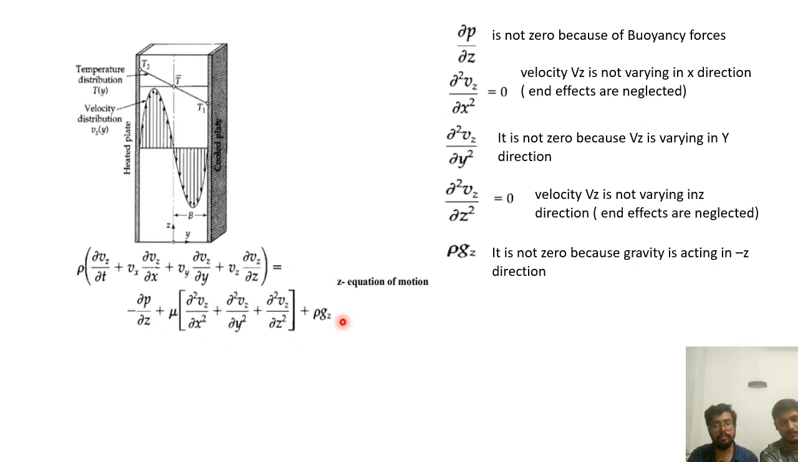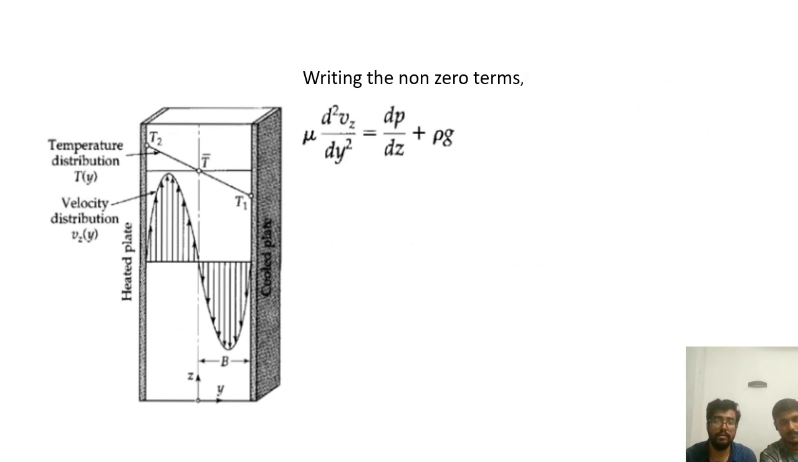If we arrange, one more thing we have to take into consideration here is that g is acting in this direction, but our coordinate system positive direction is this. So g is acting in the negative of our direction. So we can write that gz is equal to minus g. After taking this into consideration, we will have our velocity profile equation like this after writing the non-zero terms, that is mu into dou square Vz by dy square is equal to dp by dz plus rho g.